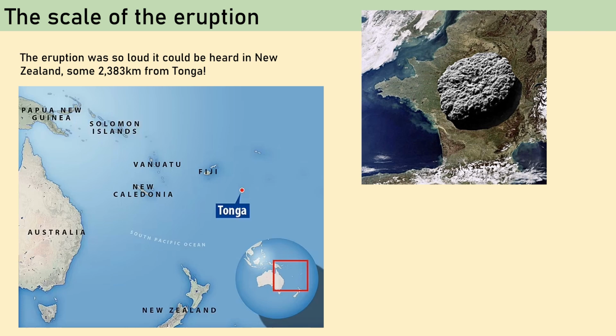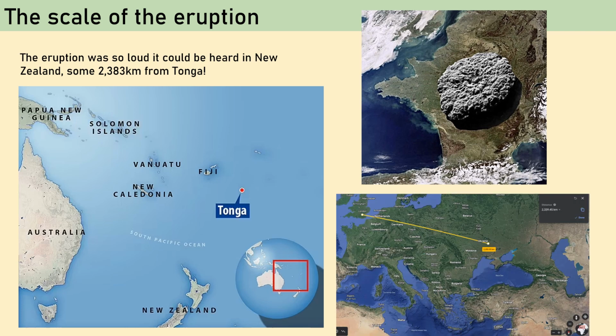The other thing was that it caused a sonic boom, and you probably are more familiar with sonic booms being caused by aircraft when they travel very fast. But it was so loud that it could be heard in New Zealand, which was about 2,383 kilometers away. Again, just for context, I've drawn onto Google Earth here what that distance is. That is actually the distance from London to Ukraine. That's how far 2,300 kilometers roughly is. So it was massive. It could be heard from a long, long way across the Pacific. It gives you an idea of just how big the scale of this event was.